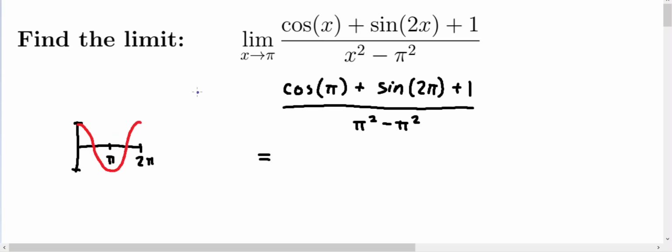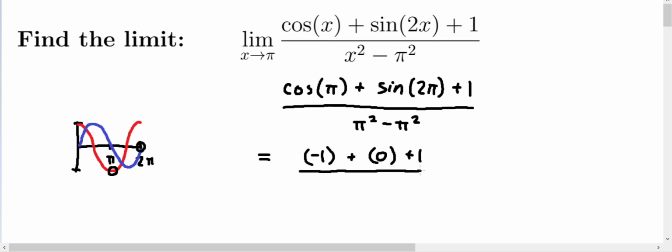And the sine curve is basically complementary in the sense that it also has period 2 pi and is just a phase shift. So for cosine of pi, we're looking at this value here, that's -1, plus sine of 2 pi, that's going to be this value, so that's 0, plus 1 comes along for the ride. Pi squared minus pi squared just cancels out, leaves us with 0 in the denominator, and we can see that the numerator also annihilates itself with -1 canceling +1, so altogether we're left with 0 over 0.